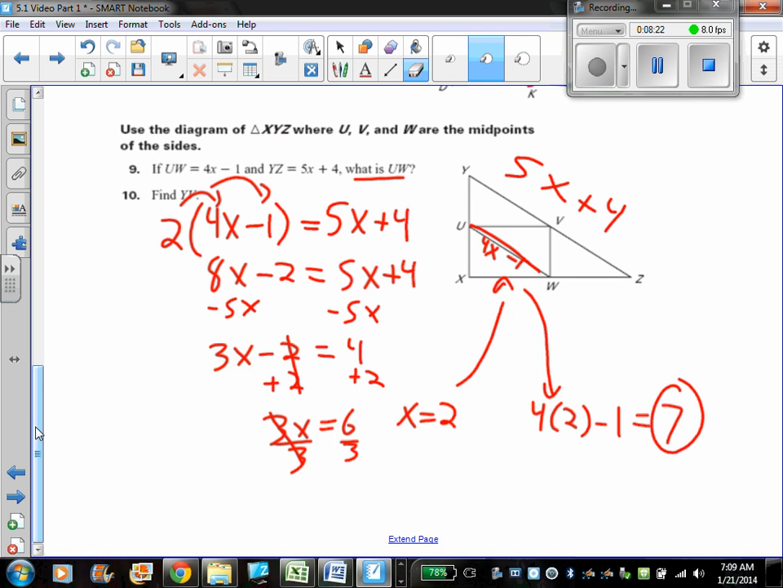Now, the other part of the question asks us to find YV, and we can see that YV is half the length of all of YZ, which means it's also going to be the same length as UW. So, without even doing much of any work, we already know that YV is also going to have a length of 7.